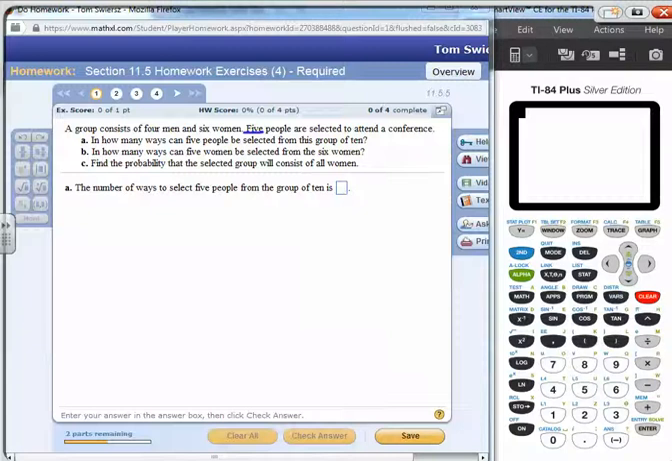So we're just putting them all together, right? And again, the people are attending a conference, so whether you're picked first, second, third, fourth, or fifth, order does not matter. It is a combination, right? Okay. So we're going to have C. How many ways from the group of 10, 5 people. So we've got the total group of 10, and we've got 5. We're just putting all the men and women together.